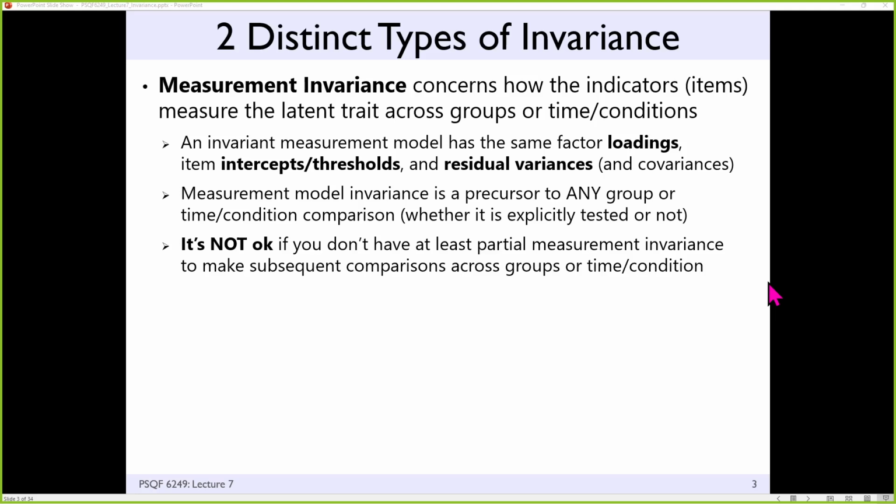Some, but not all, is partial. So if I have 10 items and 8 of the loadings are the same across groups and 2 differ, I'd call that partial measurement invariance. How partial is partial? Technically speaking, you only need 1 to be the same, to link everything together. Only having 1 is a terrible idea, though. Ideally, most.